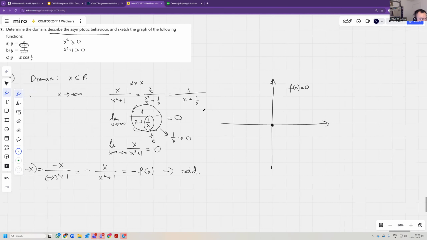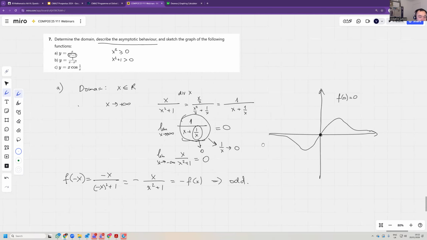Then the numerator increases, but so does the denominator. But the numerator increases faster in the beginning. So it reaches a maximum point and then goes to zero. And on the left, like this. Let's describe the asymptotic behavior.